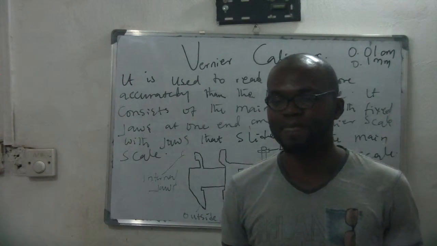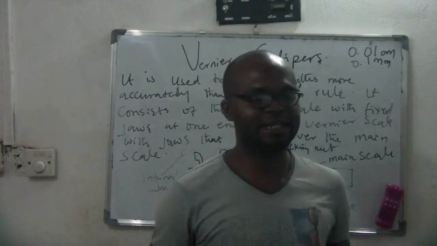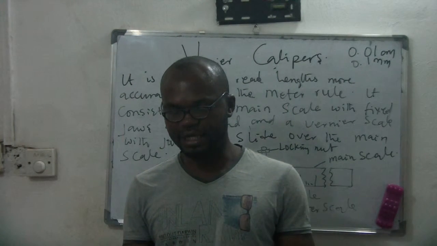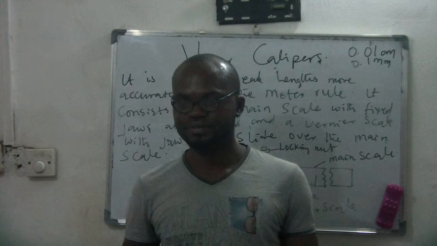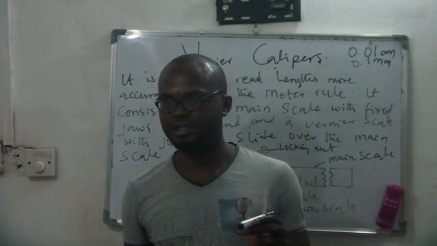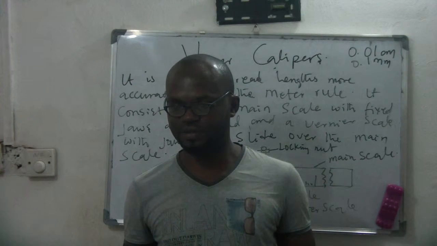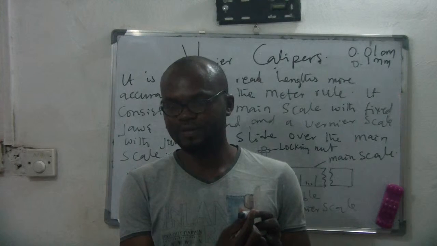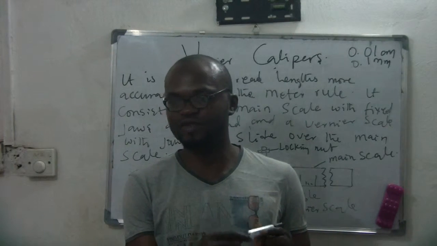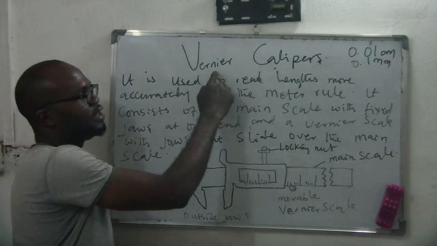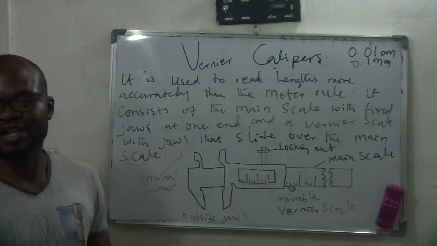Is that clear? Now if you want to measure distances like the diameter of a tube, the internal or the external diameter of a tube, something that is rounded like this. You know what test tubes are? You used it in secondary school. If you want to measure the external diameter or the internal diameter of the tube, you need to use measuring instruments like the vernier calipers.